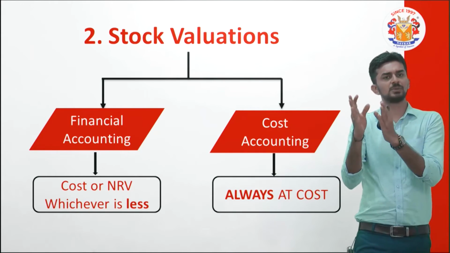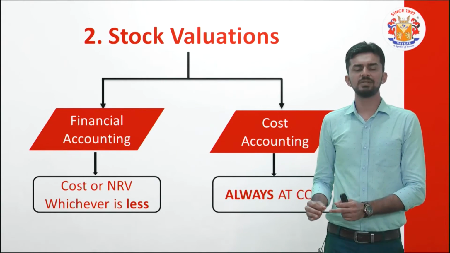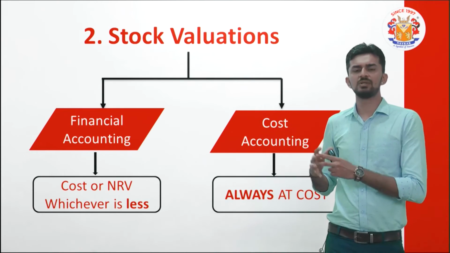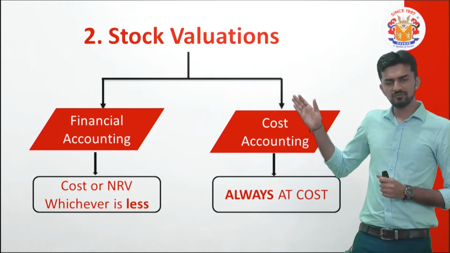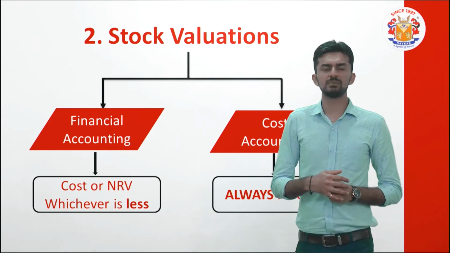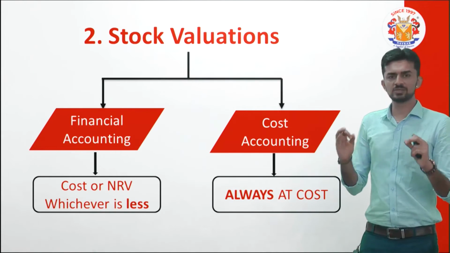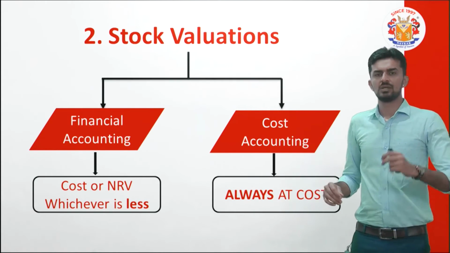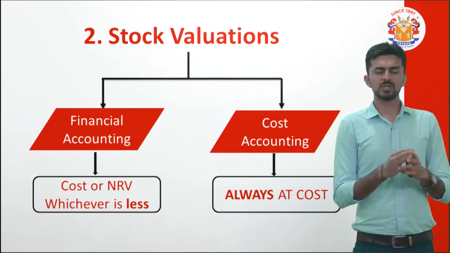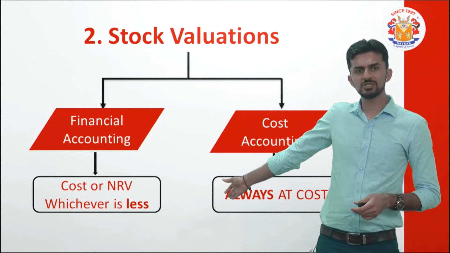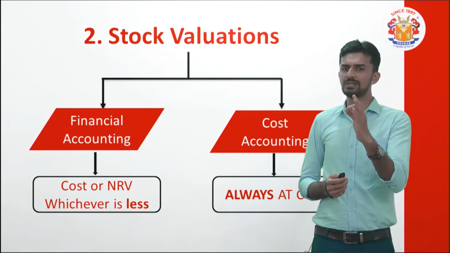Cost 1 lakh, NRV 90,000. How will finance value it? Finance will value it at cost or NRV, whichever is less, and that is 90,000. So in the financial P&L account, you will find stock being valued at 90,000, but cost accounting has always got the formula, always at cost, and hence it's going to record at 1 lakh, that is the cost of your stock. As a consequence, costing has valued your stock at 1 lakh, your finance is going to value it at 90,000, and your profits will differ.